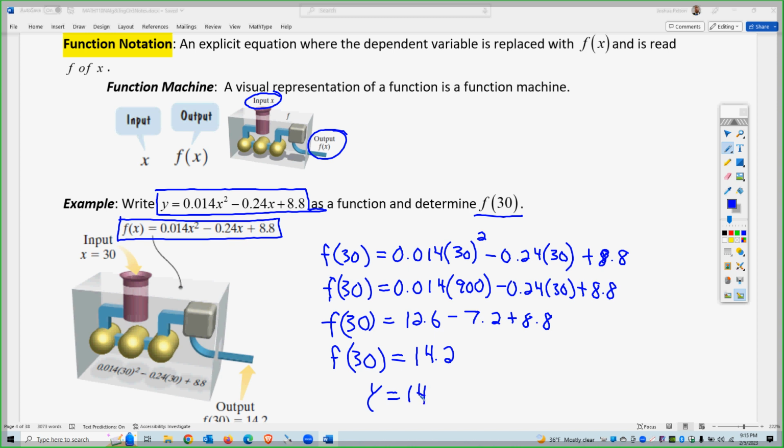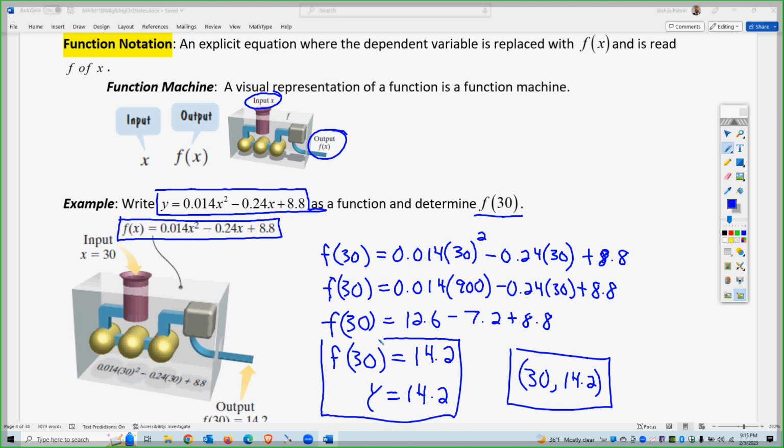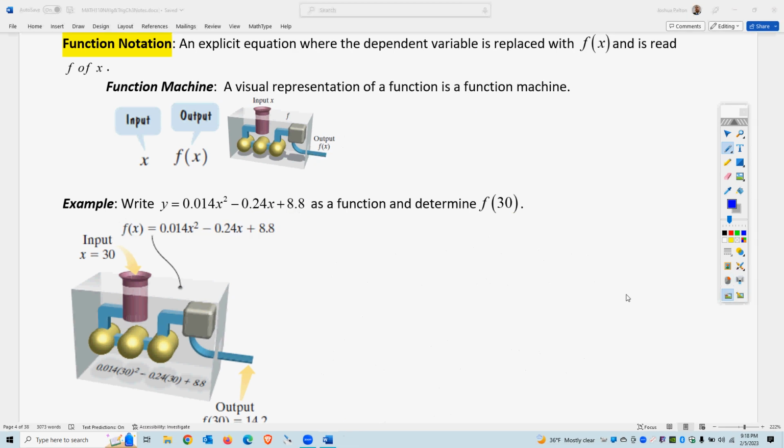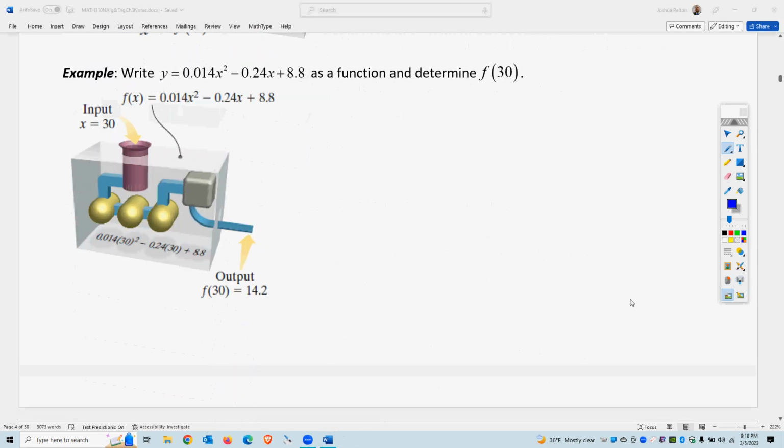Okay, so in function notation, it's f of 30, and in equation notation, it'd be y equals 14.2. So essentially, our coordinate is 30, comma 14.2 on the graph, right? So whether you have a coordinate or a function or an equation notation are all essentially equivalent. Okay. Well, what's important to understand is that for every input there's only one output if it's a function. And that is the end of part 2.